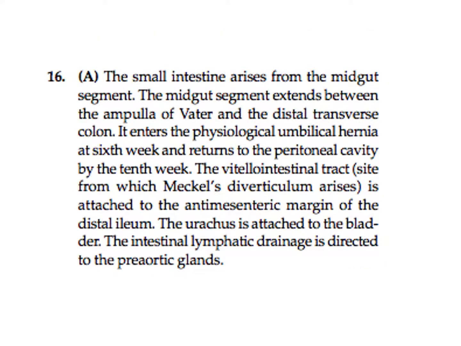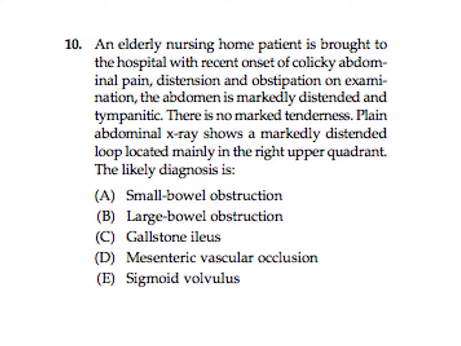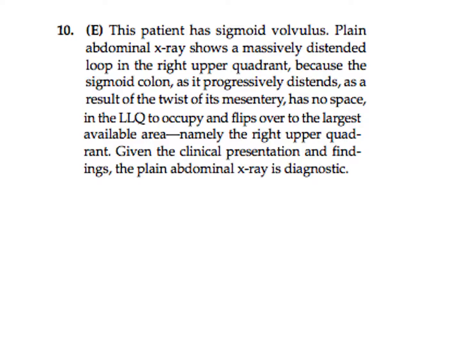So small bowel comes from the midgut. Talked about it in the beginning of the lecture. So this is your sigmoid volvulus. The key was the massive distended loop in the right upper quadrant. Talked about that the right upper quadrant is sigmoid, left upper quadrant is cecal.